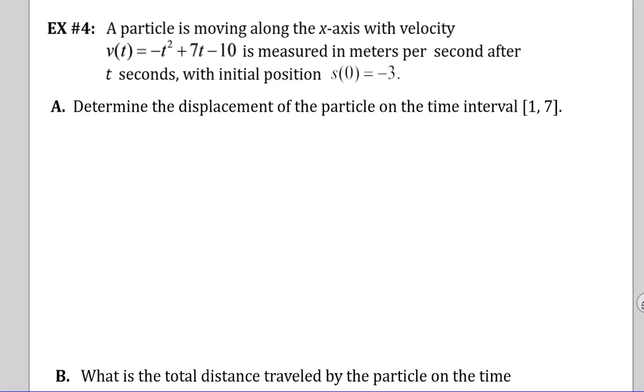All right, in question 4, it says a particle is moving along the x-axis with velocity v of t equals negative t squared plus 7t minus 10, measured in meters per second after t seconds, with an initial position of s of 0 equals negative 3. Okay, this time we are starting at time 0. It says determine the displacement of the particle on the interval from 1 to 7. So if we're looking just from 1 to 7, I'm going to look at the integral from 1 to 7 of negative t squared plus 7t minus 10 dt.